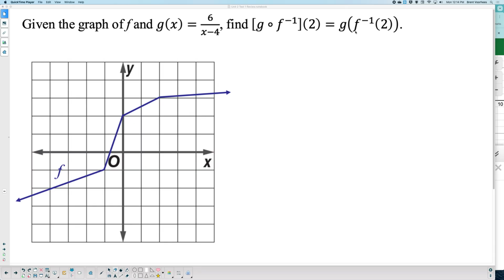And what does it mean to be an inverse? So the way I taught it in your lesson is I didn't use the word opposite the whole time. I did not use the word flip. I said switch. Switch x and y. Okay. So if I'm finding g of f inverse of 2, that's what we're looking for. g of f inverse of 2. How would you start this problem?